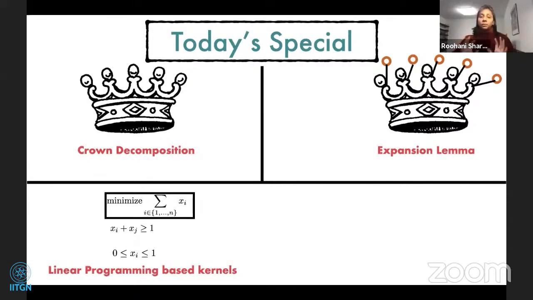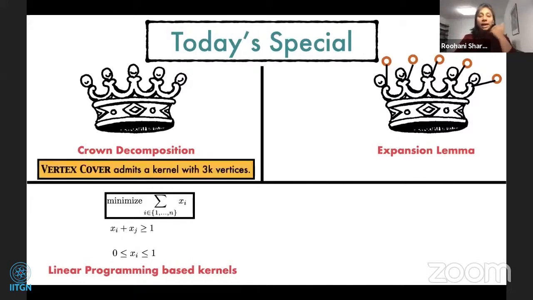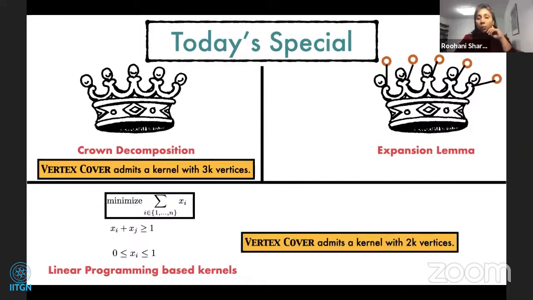The broad theme will be to understand what these tools are, and in particular, we'll also be interested in showing, using these techniques, the following two results. The first one is, as promised, a linear vertex kernel for vertex cover, in particular a kernel with at most 3k vertices using crown decompositions. And later we'll improve the size of this kernel to 2k using linear programming. So again, the goal is to understand these three techniques, and to focus on these two results.